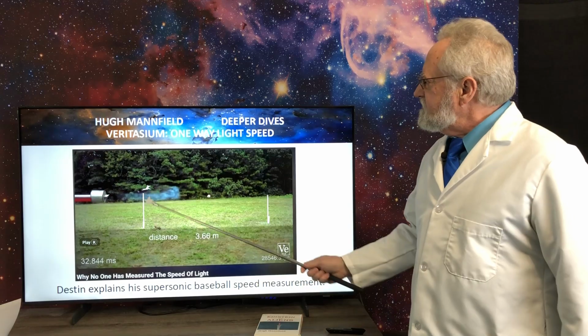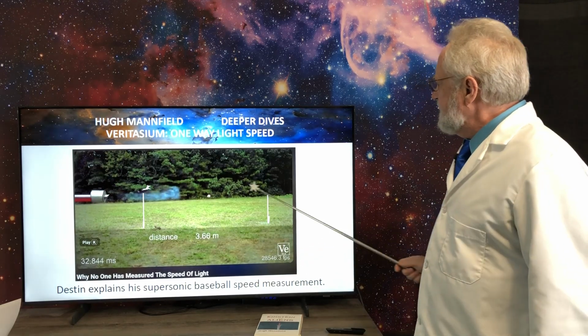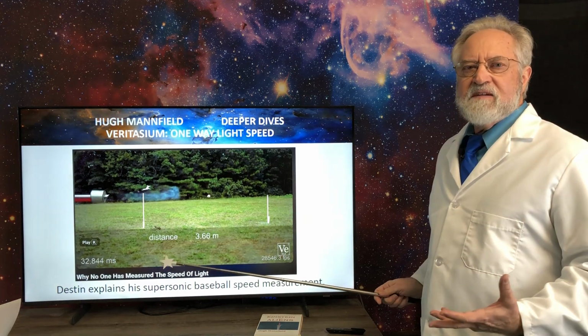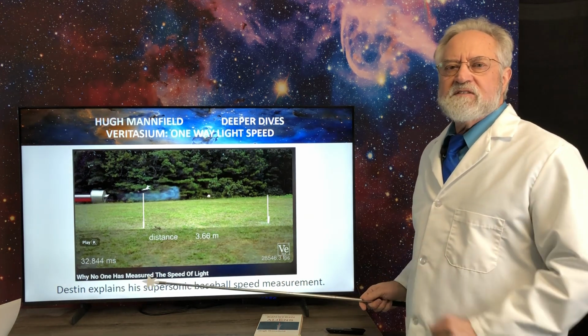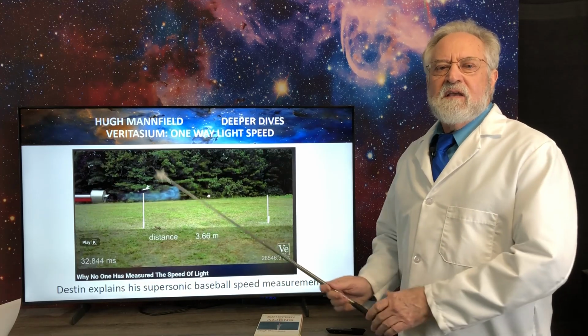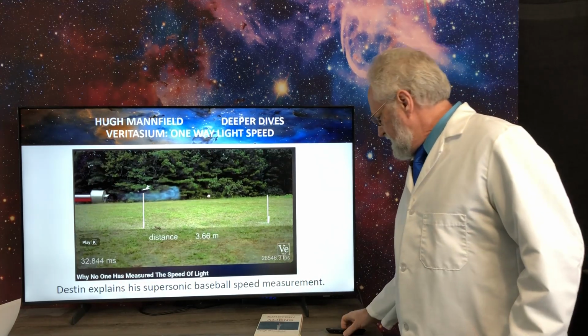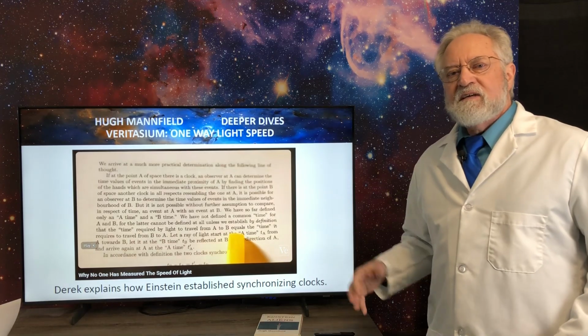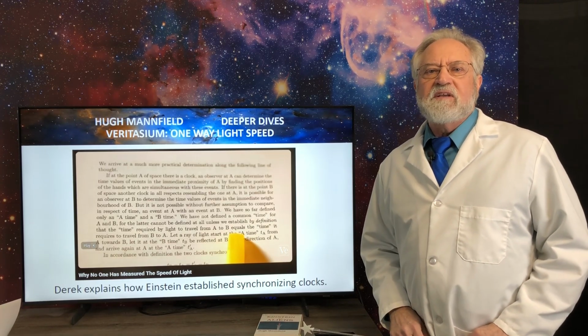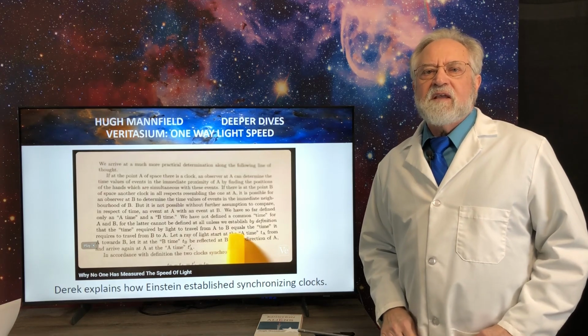Anyway, Destin measured as the ball passed between 2 points of a known distance apart. Then he took the amount of time it took, frame by frame with his high-speed camera, for the ball to make that distance, and that got him the speed. And then he realizes that Derek is up to something probably that has to do with relativity. And this is the case.